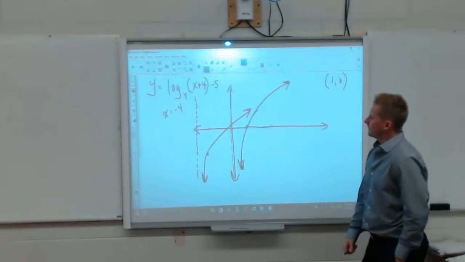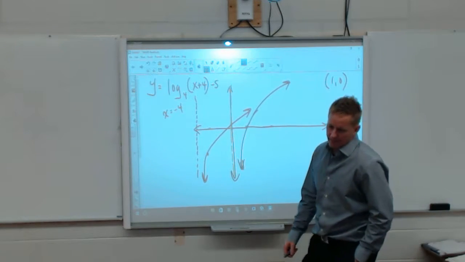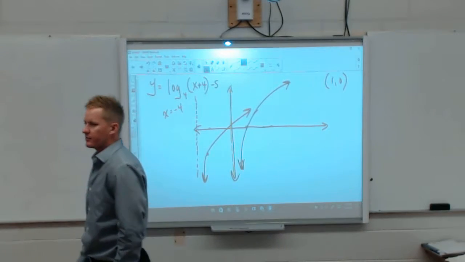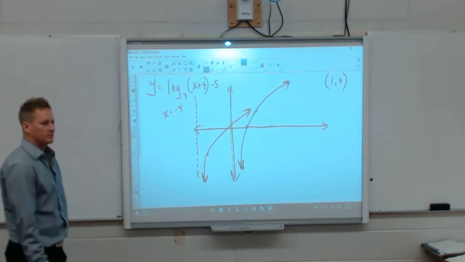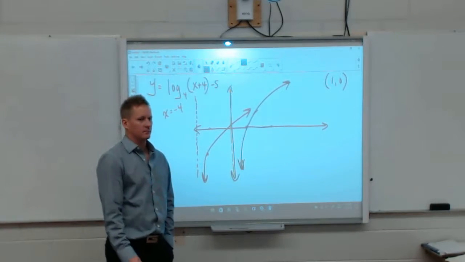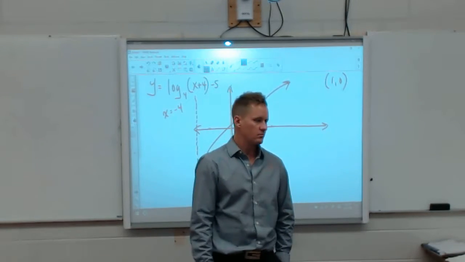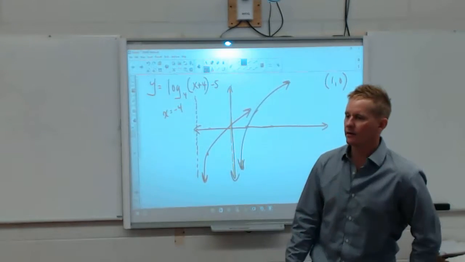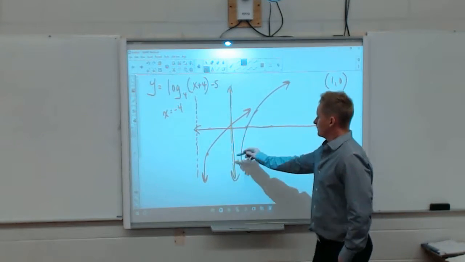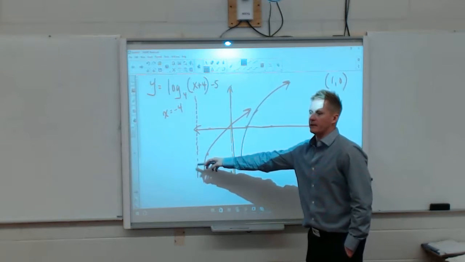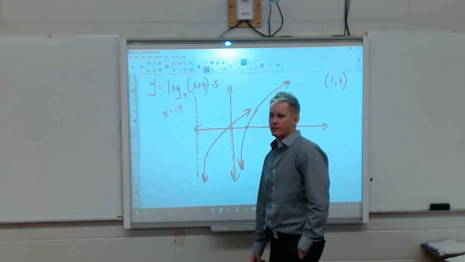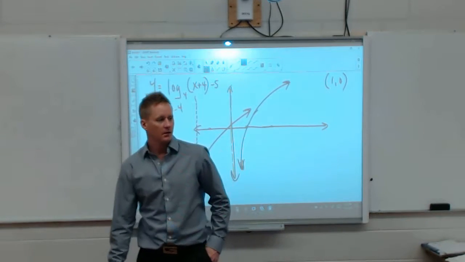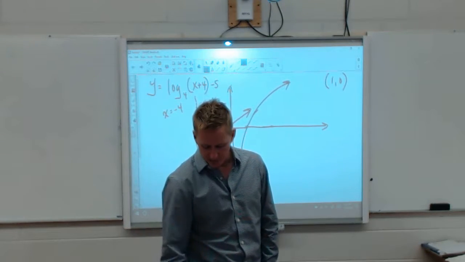Okay, so now, first order of business is the domain and the range. What's the domain for this graph? X is greater than negative 4. Starts here, gets as close to that line as it can, and then goes to the right. What's the range for this graph? Y is an element of all reals.